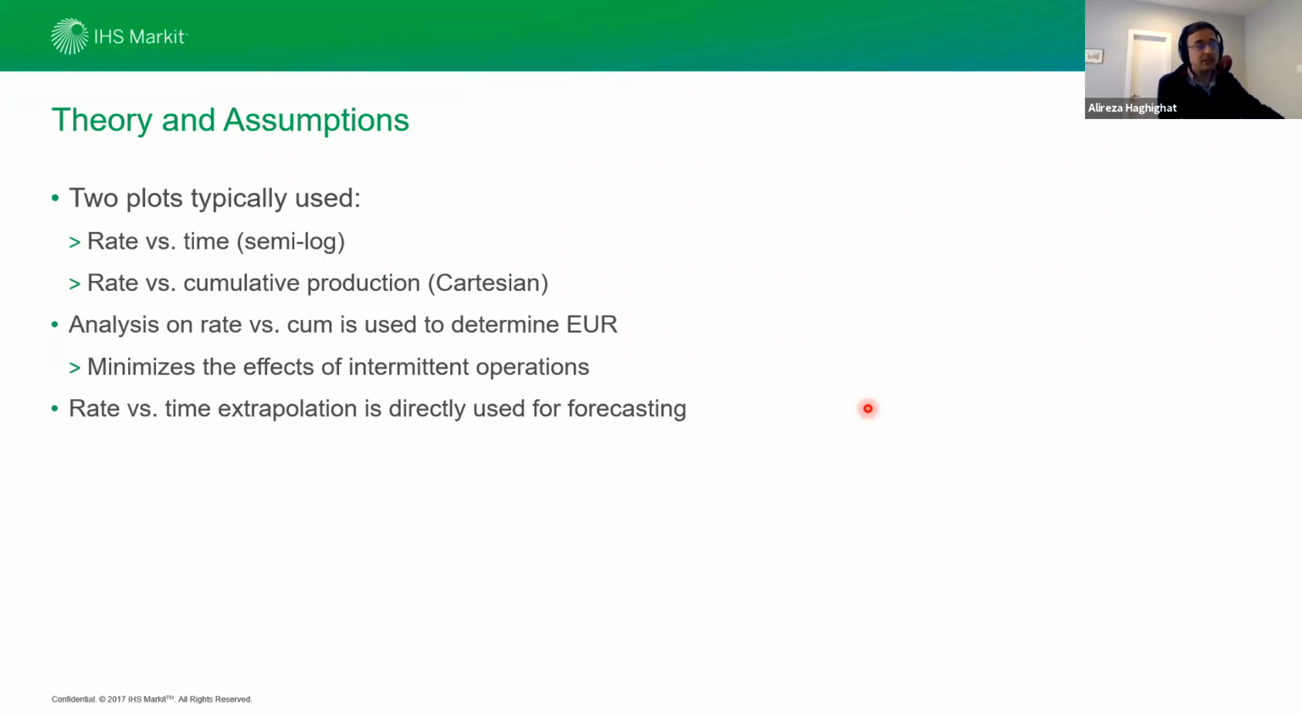And the other thing is, if you have a lot of shut-ins, if you shut in the well and again you bring it back 2 months later, 3 months later, again you shut in the well, people recommend to use rate versus cumulative to get rid of those shut-in periods.